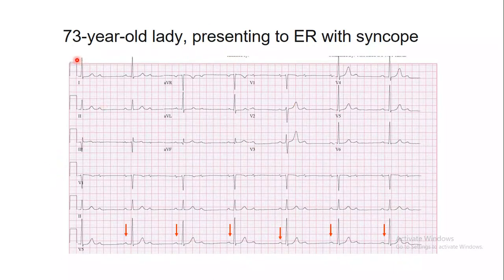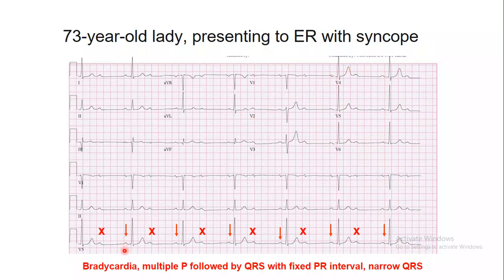Second scenario is a 73-year-old lady presenting with syncope. If you look at this ECG, it is bradycardic. We have multiple P waves followed by single QRS complex. That means that this P wave is not conducted, then a conducted one, a dropped one, then a conducted one. In a manner of two beats, only one is conducted, and the PR interval is fixed.